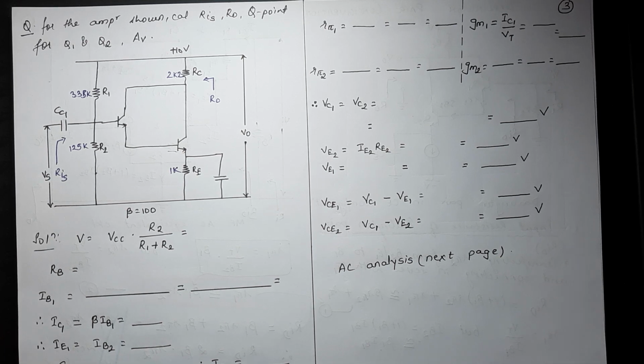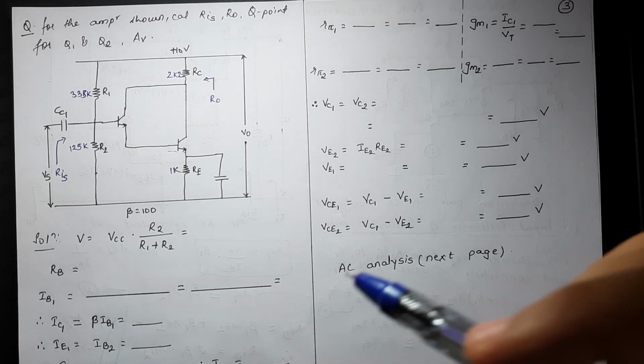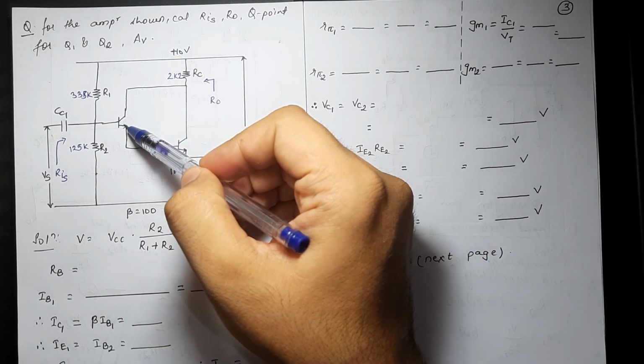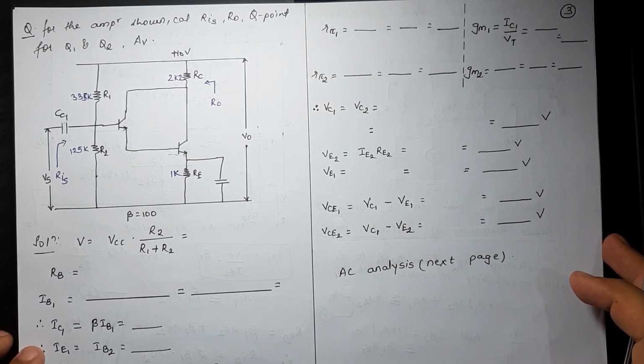Now, the question goes something like this: for the amplifier shown, calculate RIS, that is the input resistance at the source, and calculate the RO. The one important point that we are going to cover over here is the Q point for transistor 1 and transistor 2. So let's start.